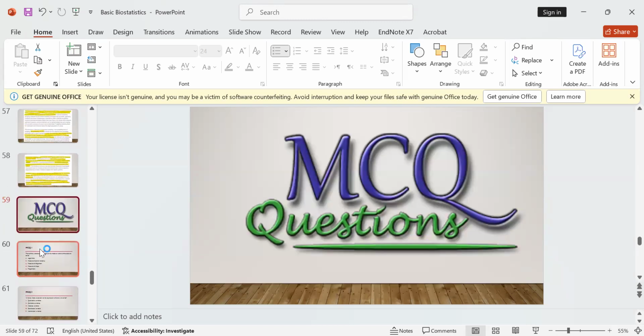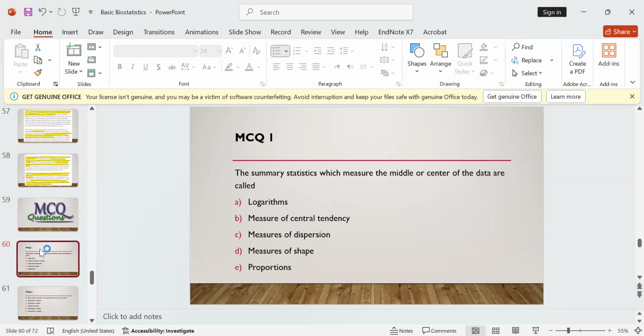Multiple choice questions. Now, MCQ number 1. The summary statistics which measure the middle or center of the data are called: A. Logarithms, B. Measure of central tendency, C. Measures of dispersion, D. Measures of shape, or E. Proportions. The answer is B, measure of central tendency.